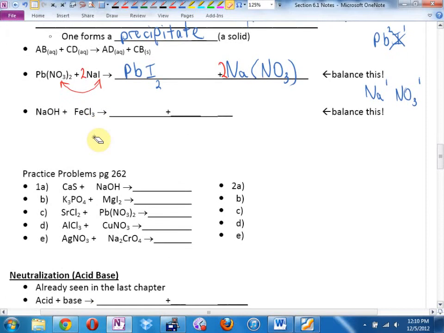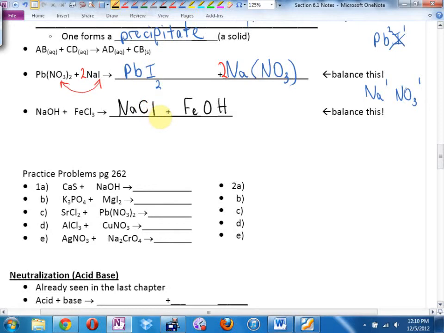Na and OH, sodium hydroxide, I think, plus iron chloride. Let's rewrite the Na. Actually, let's leave some room in front of it to put a coefficient. Let's rewrite the iron. And then let's swap the nonmetals. This is a double replacement. The OH is going to end up over here, and the Cl is going to end up over here.